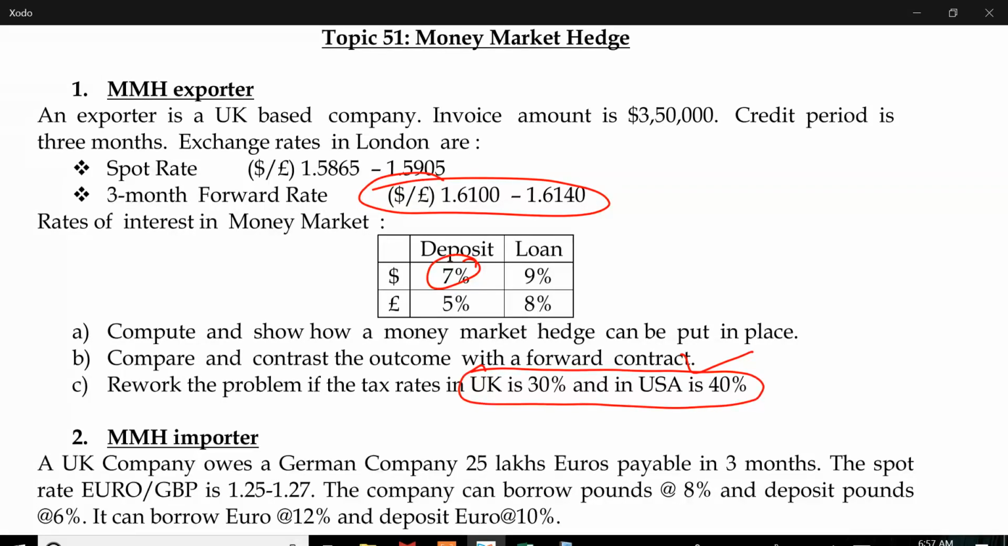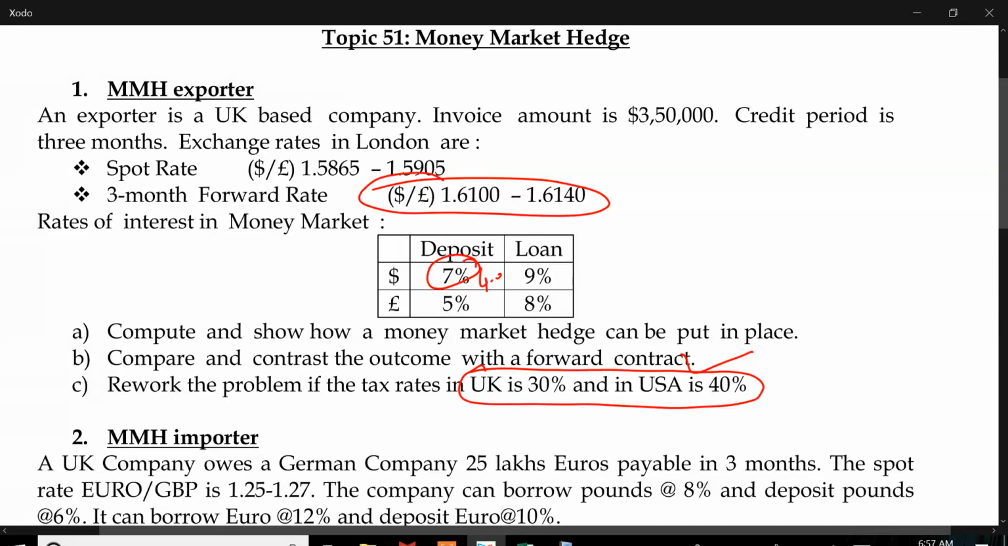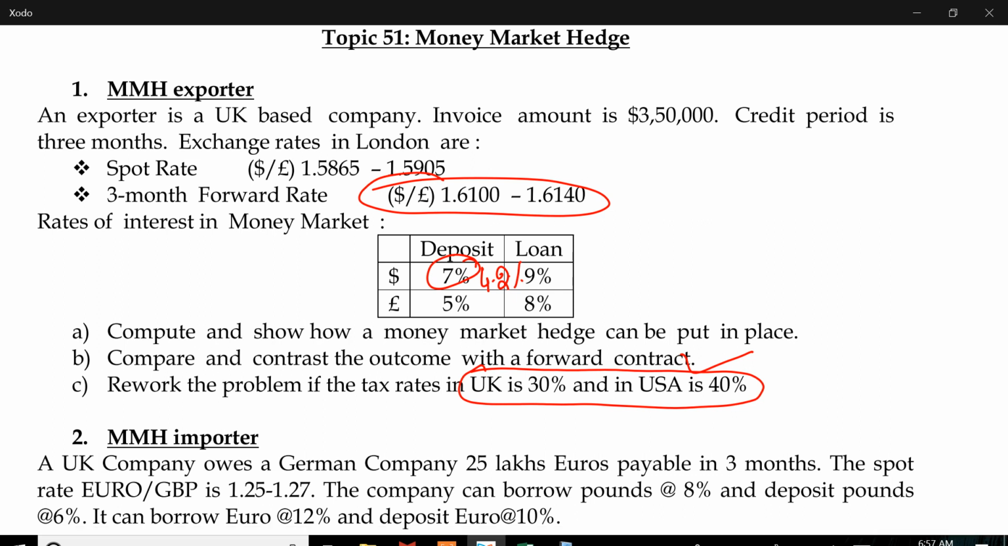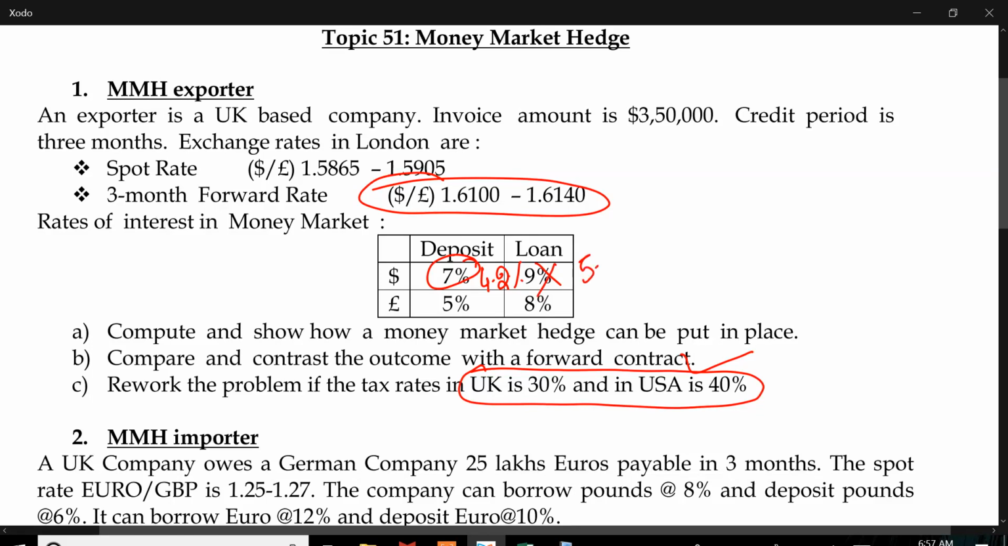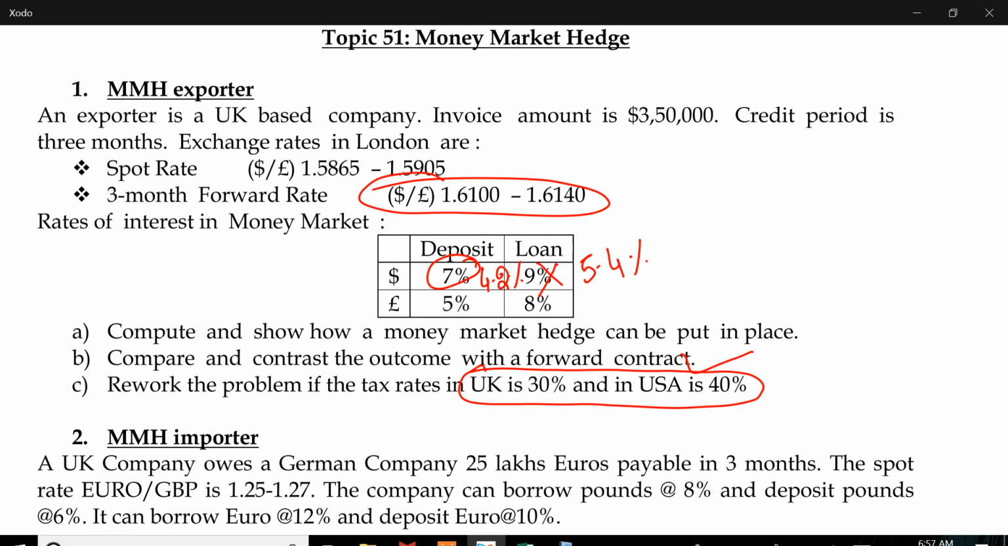40%. So this deposit rate is only 4.2%. 7 into 1 minus tax rate. It's no more a 7% rate. It's only 4.2%. Similarly, the loan is not 9%. It's only 5.4%. The loan which we are taking is only 5.4% because net I'm going to pay only 5.4%. I'm not going to pay 9% because there is a tax benefit associated with your interest payment.